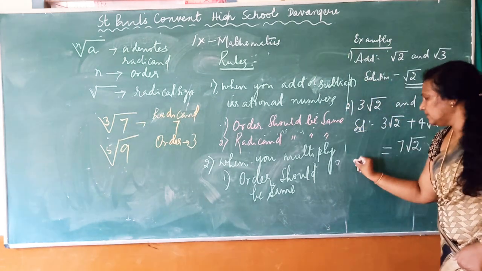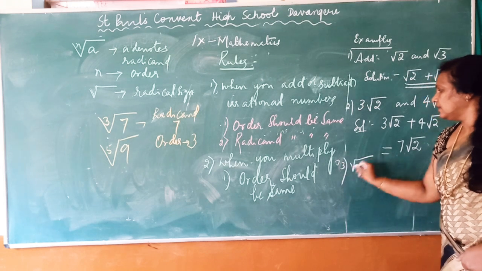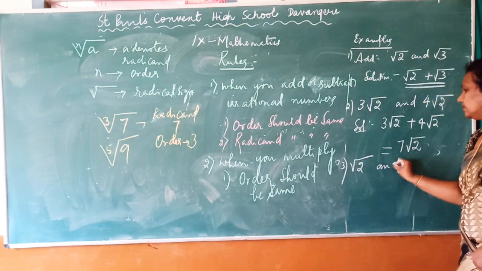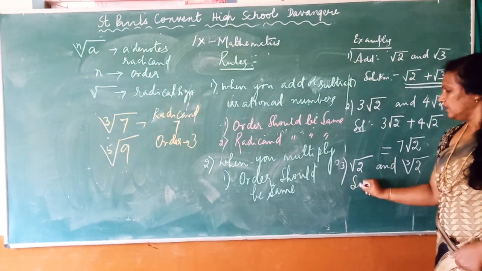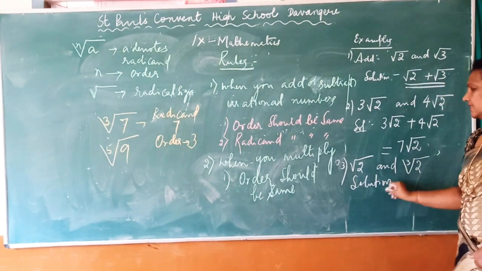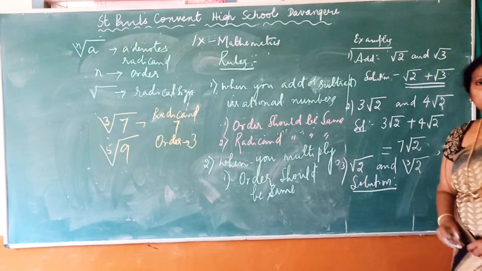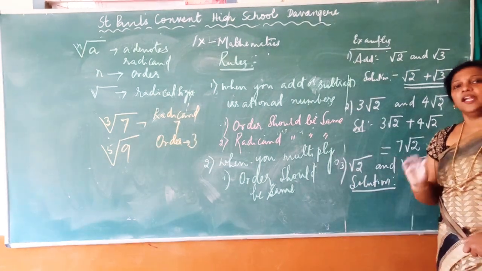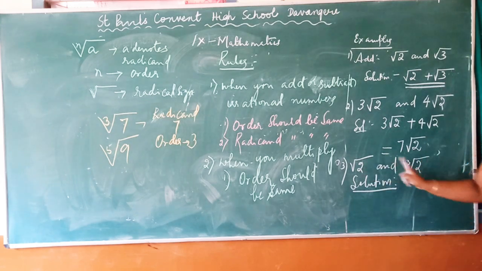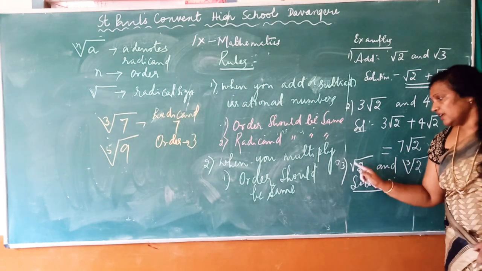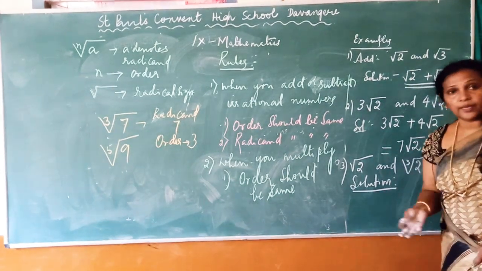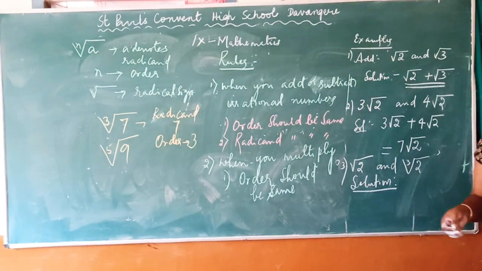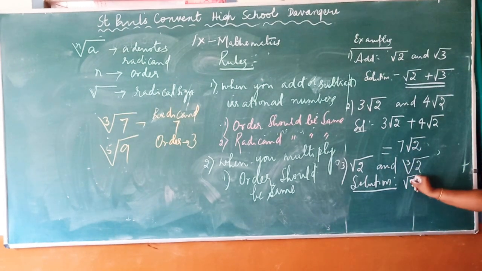Tell me what is the answer for this. So again you have to check it. Order should be same and radicand should be same. Here the radicand 2 is same. Is the order same here? No. So when I am not able to add it, I have to write it as it is. So root 2 plus cube root 2.